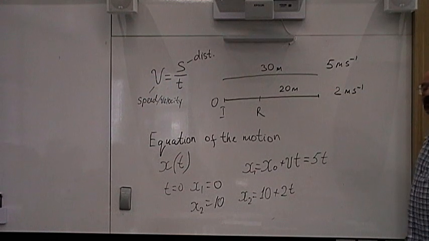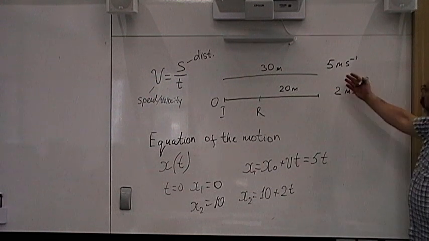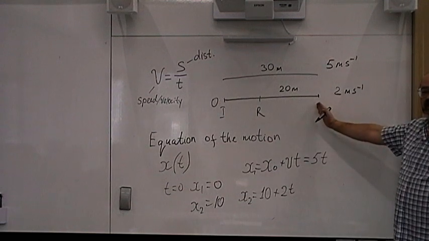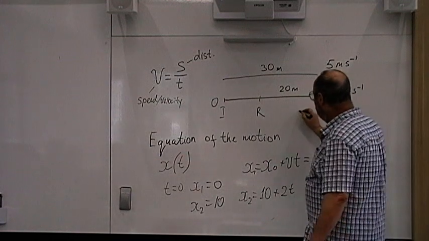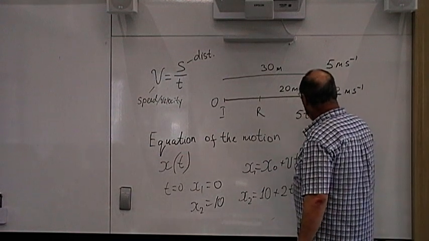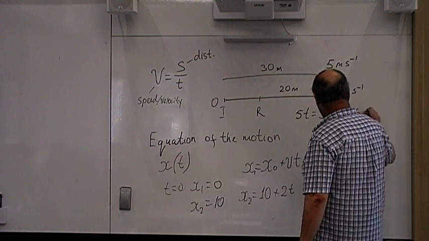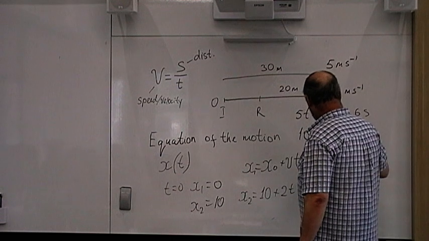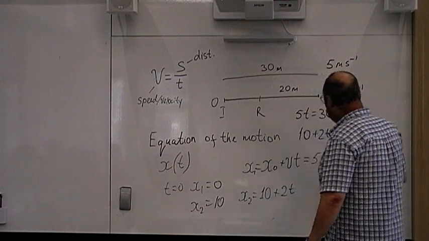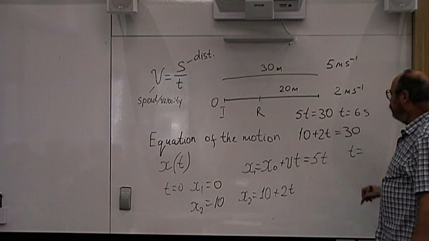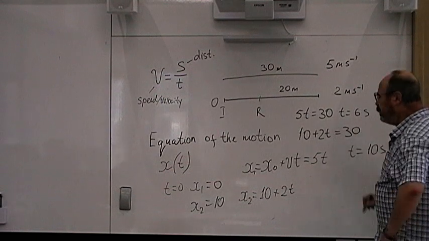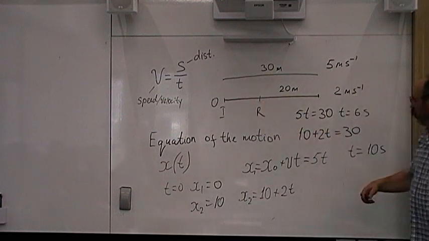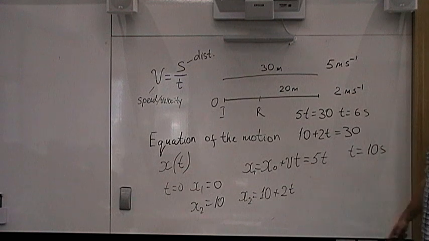So let's find how long it will take each student to get to the classroom. What should their position be when they get to the classroom? 30. So we have 5t equals 30, obviously it will be 6 seconds. Now we have 10 plus 2t equals 30. From here, t will be equal to 10 seconds. So this student will arrive 4 seconds earlier than the second student.